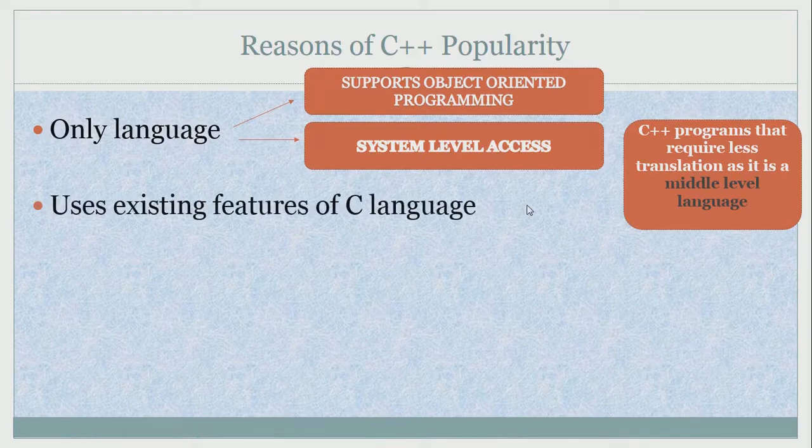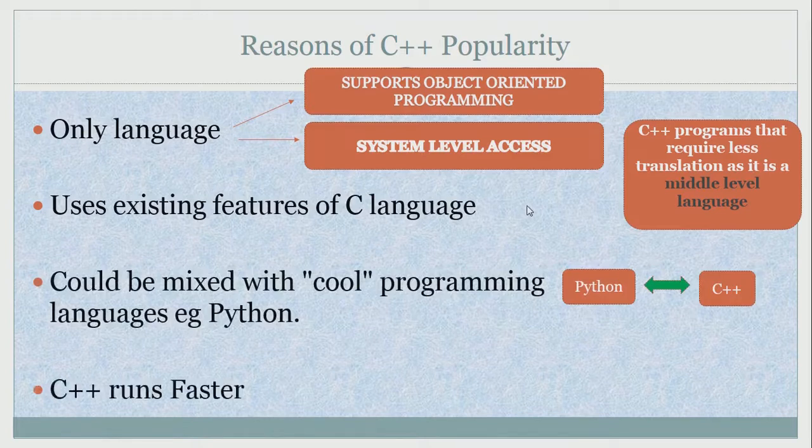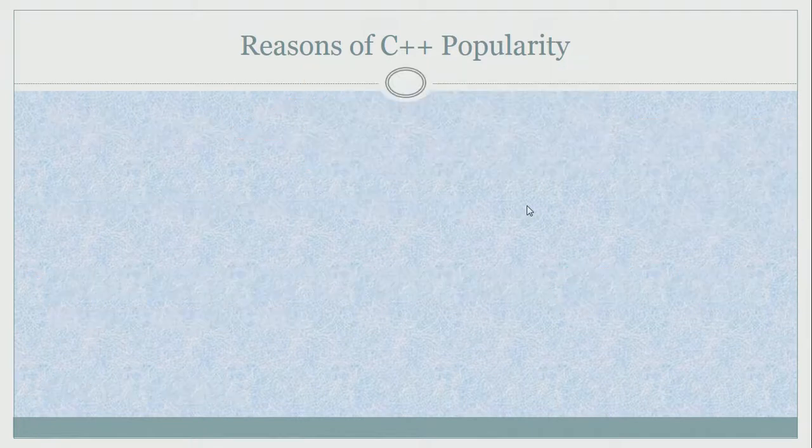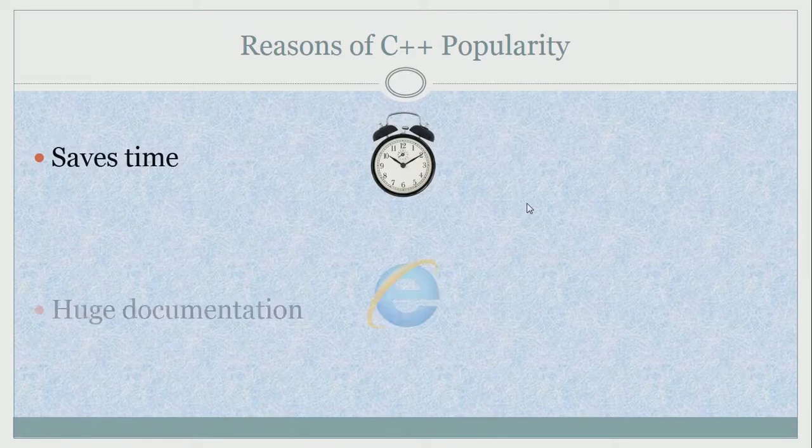As C++ is the extension of C, it uses existing features of the C language plus its own features. C++ can be mixed with cool programming languages like Python. C++ programs can be called in the Python language. As C++ needs less translation, it's faster than other high-level languages. As C++ is fast, it saves time, and the language also offers some time-saving tricks using its features. Huge help or documentation of the language is available on the internet, so if we have any problem, we can find its solution easily.